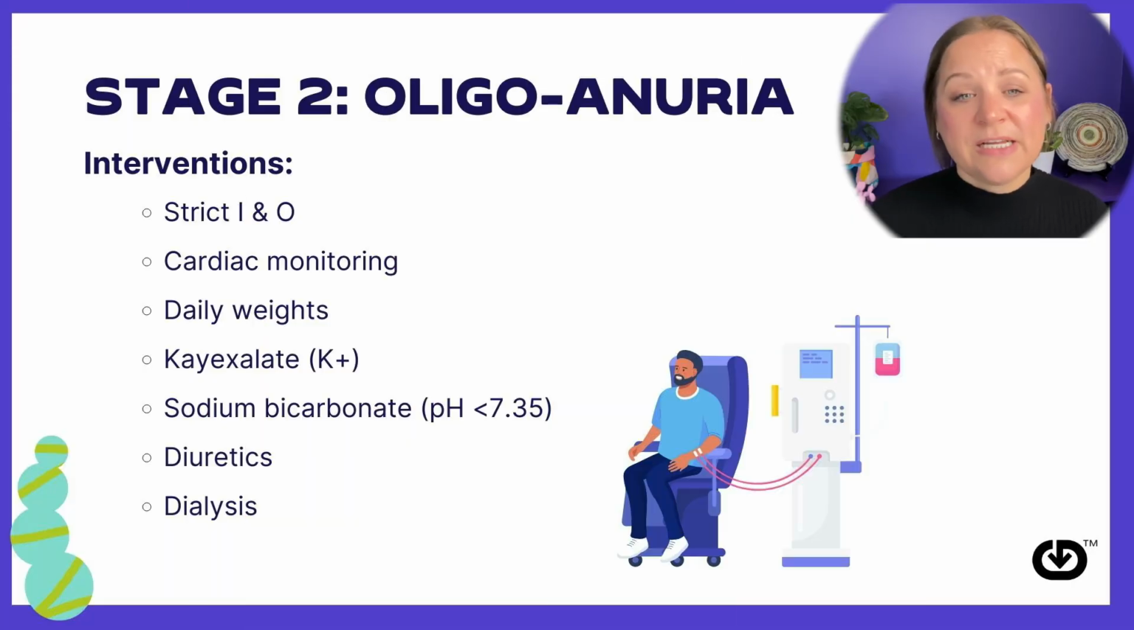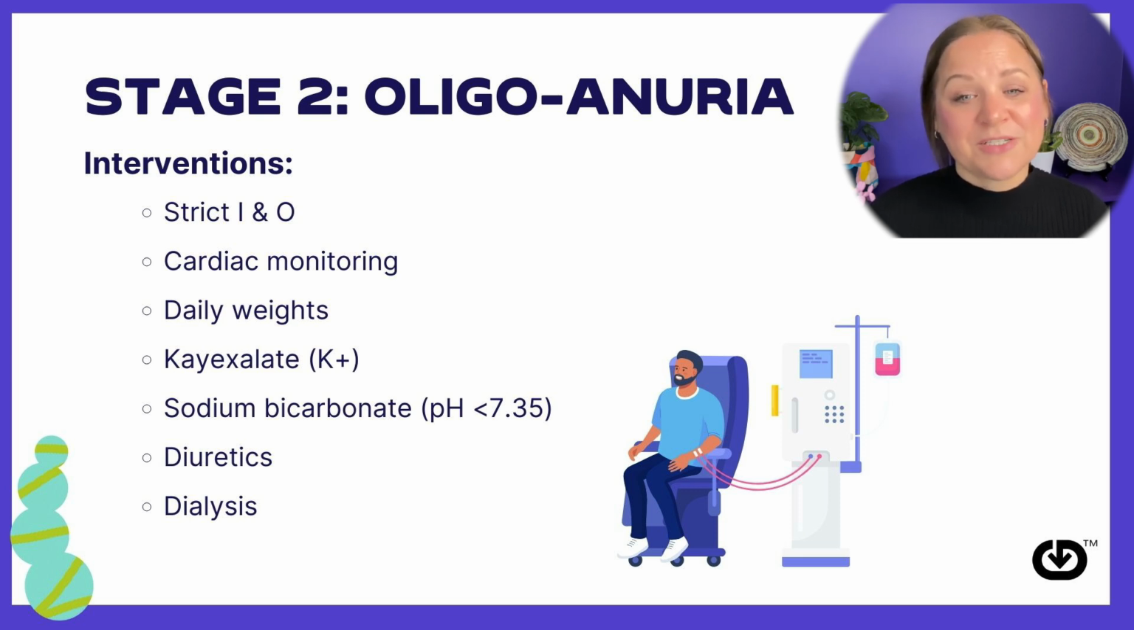Interventions for stage 2 include strict I&O, cardiac monitoring, daily weights, Kayexalate if the potassium is high. Sodium bicarb is a good solution for metabolic acidosis. Diuretics to encourage the kidneys to give out a little more urine, and dialysis to filter out waste products, excess fluid, and excess electrolytes.